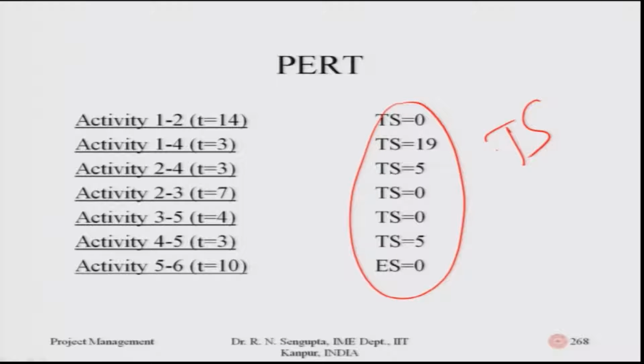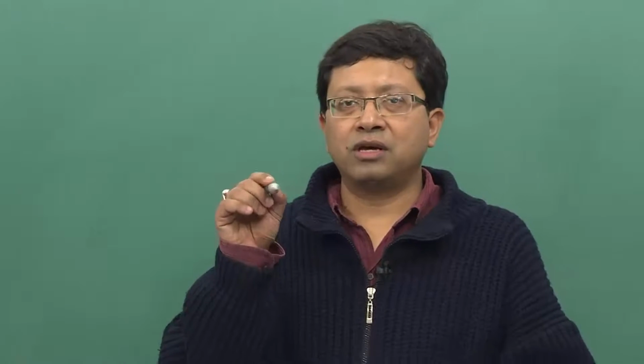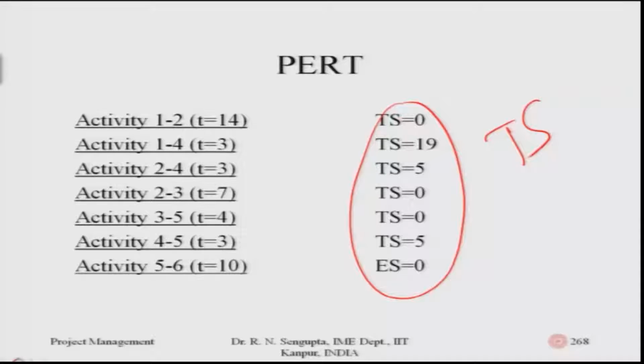2, 4 has a total slack 5, 2, 3 has a total slack of 0, 3, 5 has a total slack of 0, 4, 5 has a total slack of 5, and activity 5, 6 has a total slack of 0. Now, again I am mentioning that the total slacks and the free slacks are calculated as denoted just few minutes back in the slide and noted down. So, now I want to stress the fact to the students, pay attention to the values of total slack being 0. So, let me highlight it.